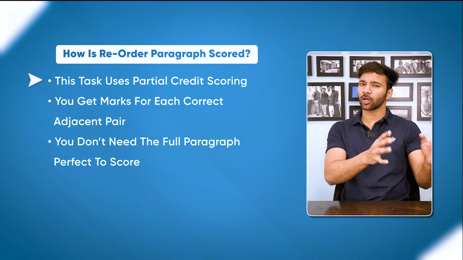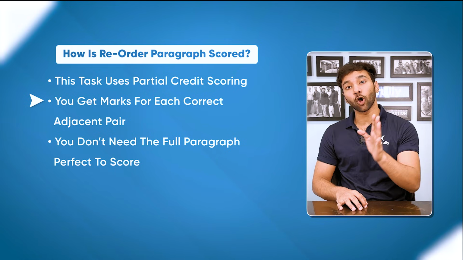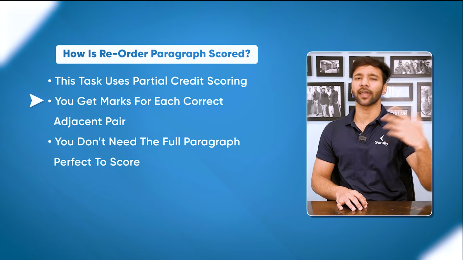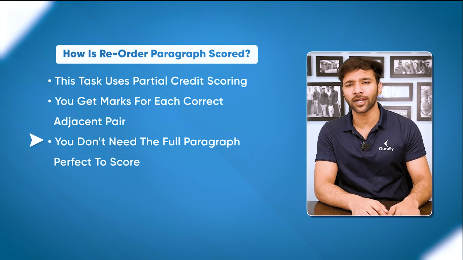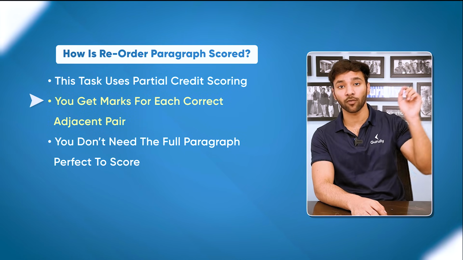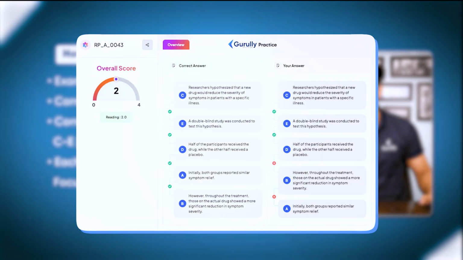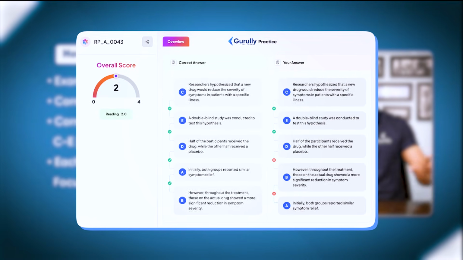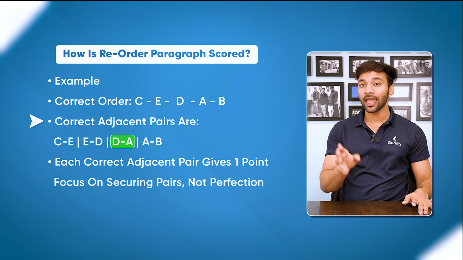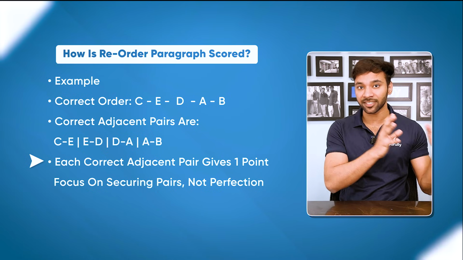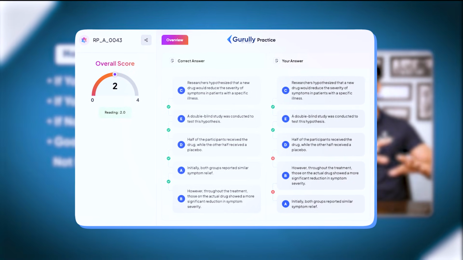How is the reorder paragraph scored? Here is the key. Reorder paragraph is scored by partial credit and you get marks for each correctly ordered adjacent pair. Let me say that again because this is where students misunderstand. You are not only rewarded for getting the full paragraph perfect, you are rewarded for getting pairs correct. So for example, the correct order is C, E, D, A, B. That means the adjacent pairs are C-E, E-D, D-A and A-B. Each correct adjacent pair gives 1 point. Here the student got 2 correct pairs, so the overall score is 2.